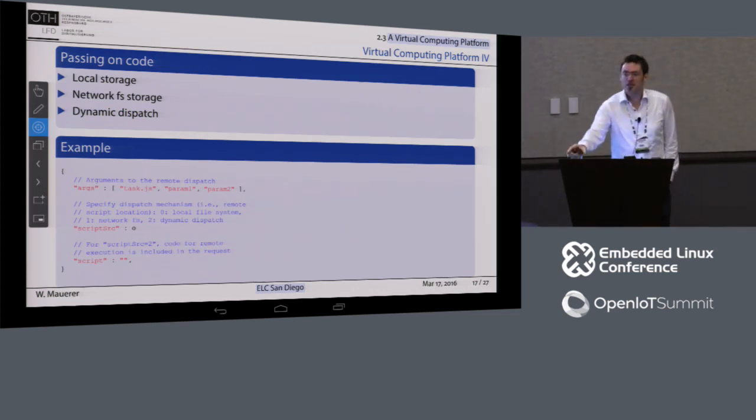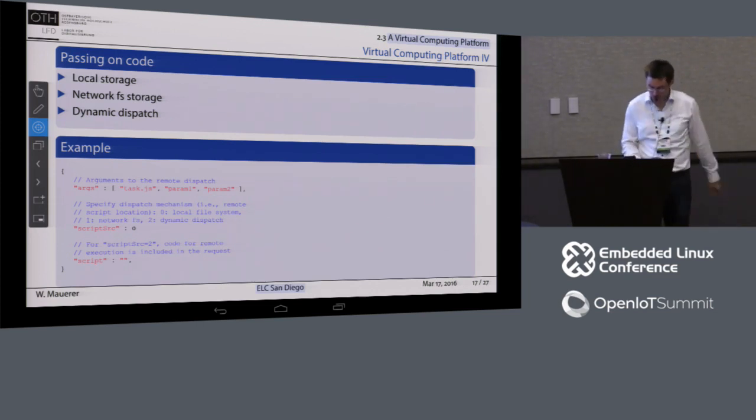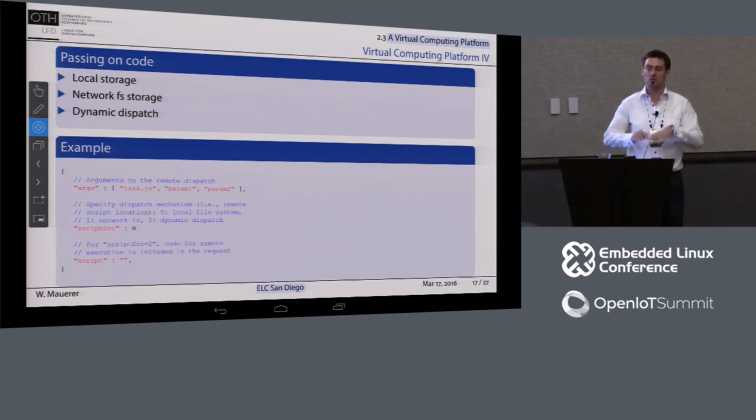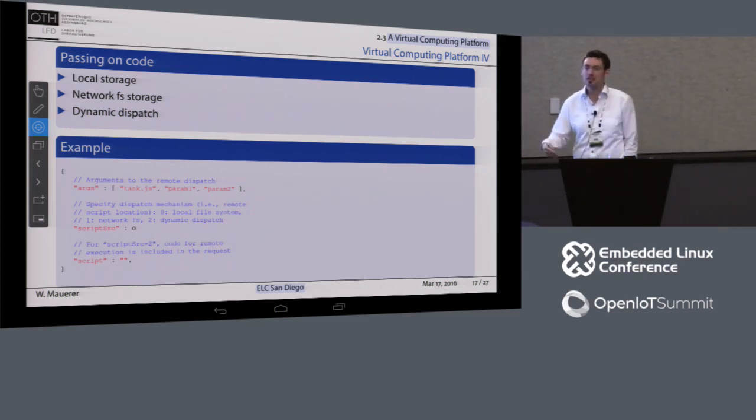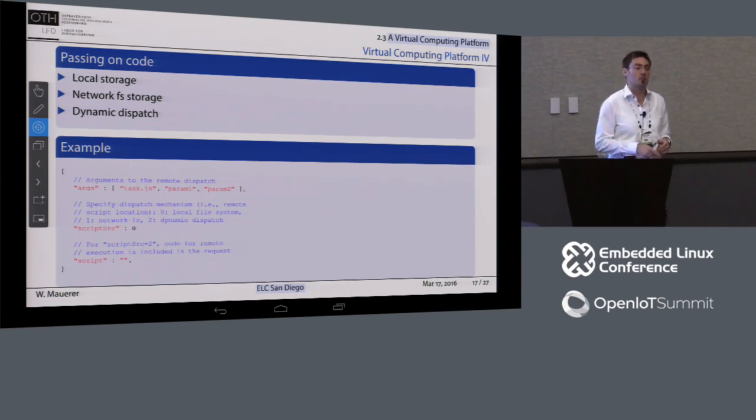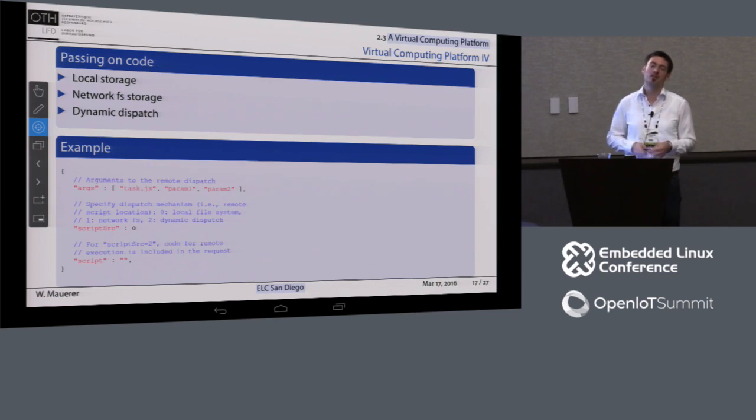We distinguish between three different methods of passing on the code that we want to execute. One thing is we can use local storage, so if we know more about the system we are operating on, we can pre-distribute the code to the local storage of the systems, which of course requires some storage space on each system, but has the advantage that you don't need to do any network communication to distribute the code. We can use network file systems to store code in one central place. That has the disadvantage that you have a single point of failure, but has the advantage that you can cache stuff. Or we can use a completely dynamic dispatch where you actually transmit the code that you do want to execute together with the request to execute that code, which is of course the most dynamic and the most flexible option, but requires more resources in terms of networking.